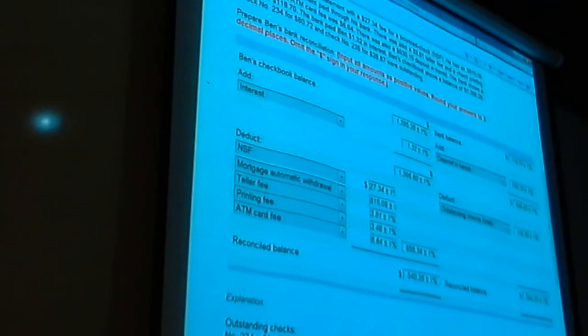So again, we have a deposit in transit, like the last problem. It's always an addition on the bank side. And we have, again, like the last problem, outstanding checks at the end, right? Where are they? Right here. Add them up together. You do the same thing you did to get the answer to the last problem.